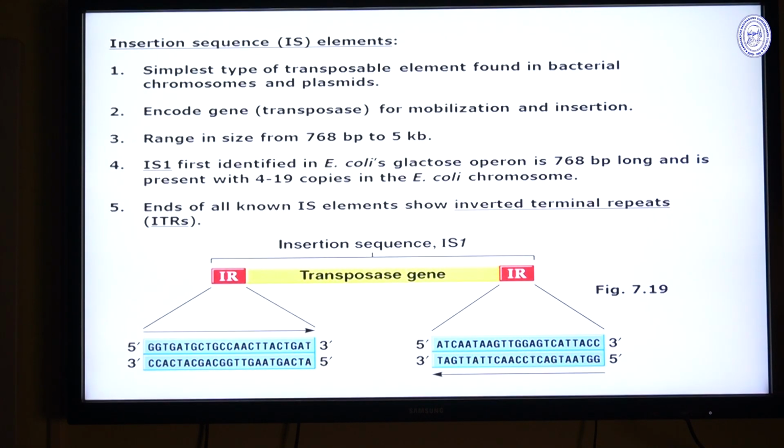There are several copies of these transposons found in the E. coli chromosome. The ends of all the IS elements have the inverted terminal repeats, or the ITRs or the IRs. Okay, so that is the structure of the basic insertion element or the insertion sequence.